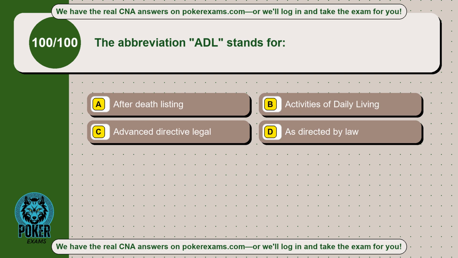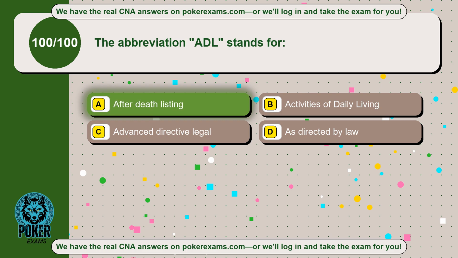Question 100. The abbreviation ADL stands for: Option A. After death listing. Option B. Activities of daily living. Option C. Advanced directive legal. Option D. As directed by law. The correct answer is option A.